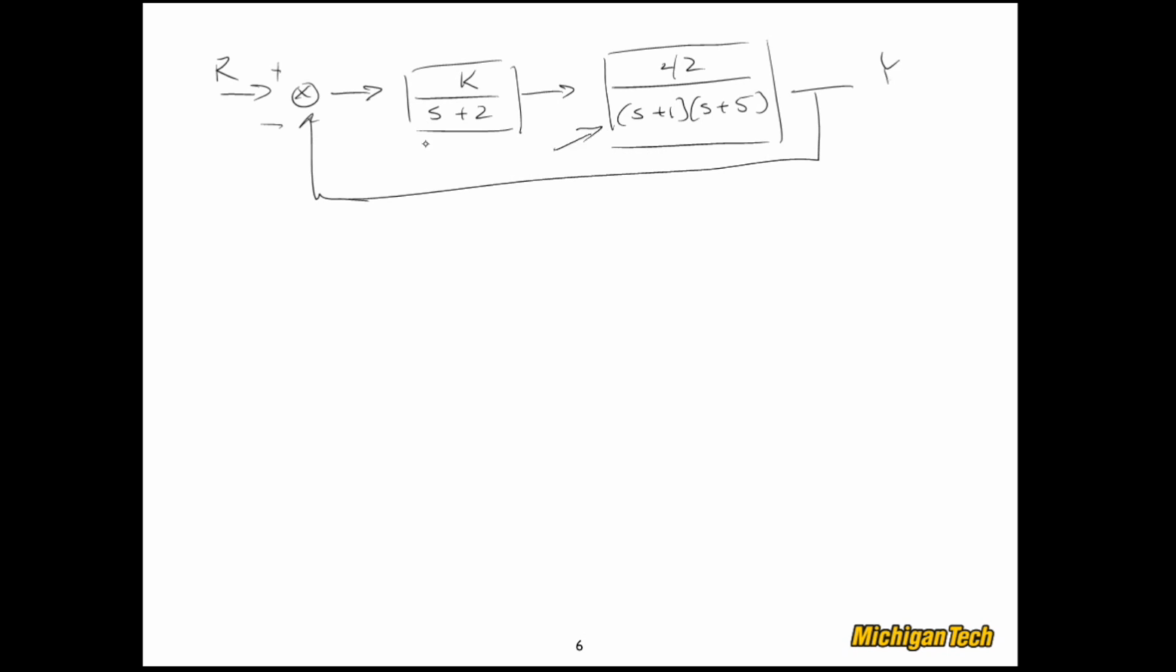Maybe this is my plant, and this is the controller, and it's parameterized in K. And the problem here is, what is the range of K for stability? Great question.